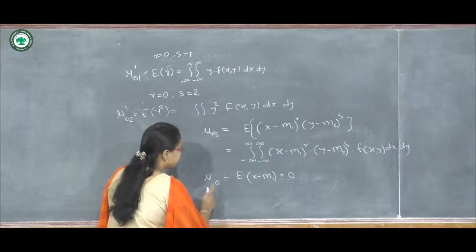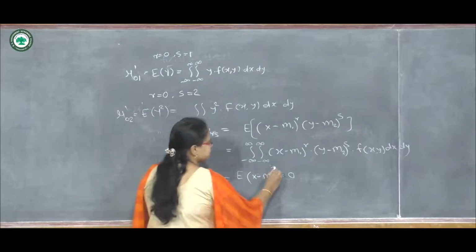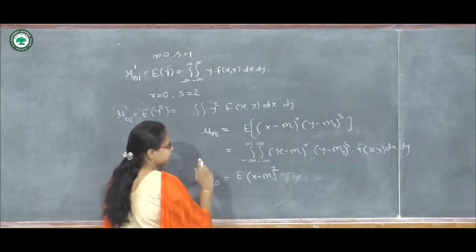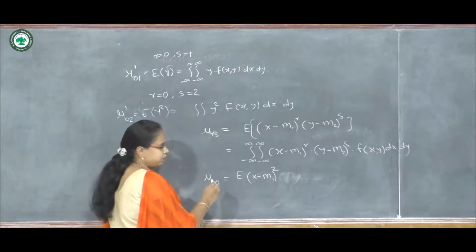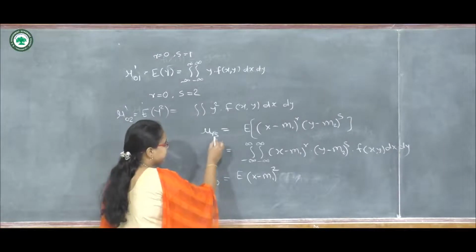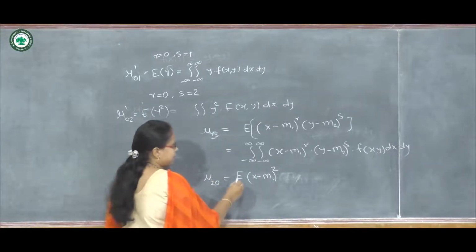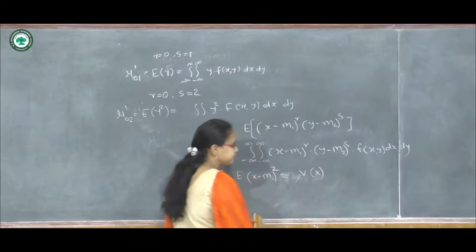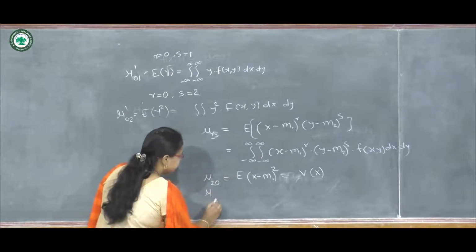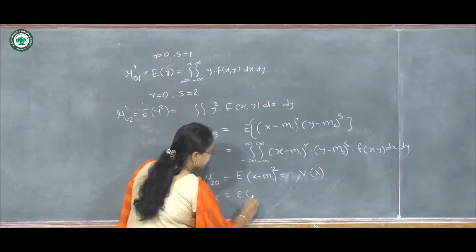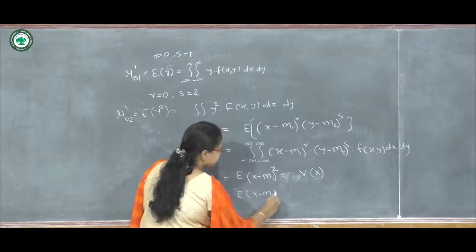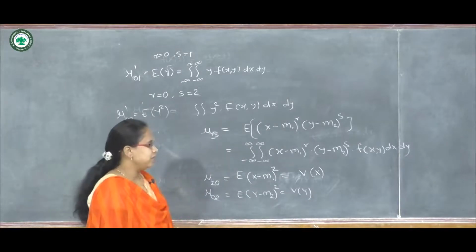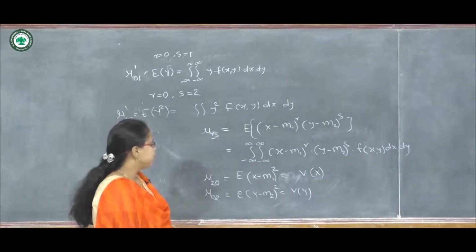Then we can calculate mu 2 0, so this is expected x minus m1 bracket square. I am writing from the definition, substituting r equal to 2, s equal to 0 here, and I will get the central moment. So this is the variance of x. Similarly mu 0 2 will be expected y minus m2 square, so this is the variance of y.